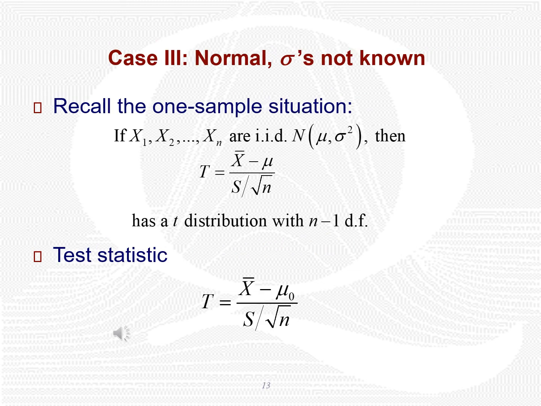Case 3 is a little more tricky for the two sample situation. Let's start with a review of the one sample situation. In the one sample situation, we have a sample of n observations from a normal distribution that we use to calculate a t-statistic, which is compared to a t-distribution with degrees of freedom equal to the sample size minus 1.